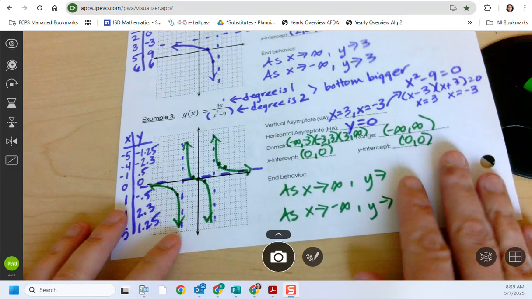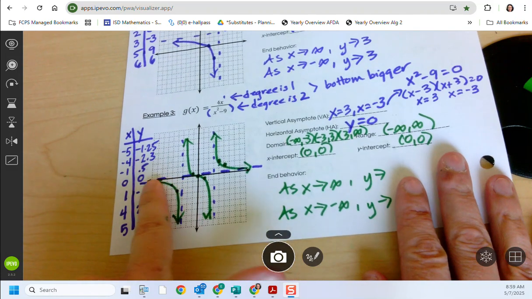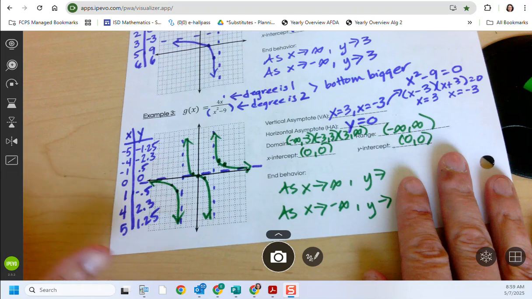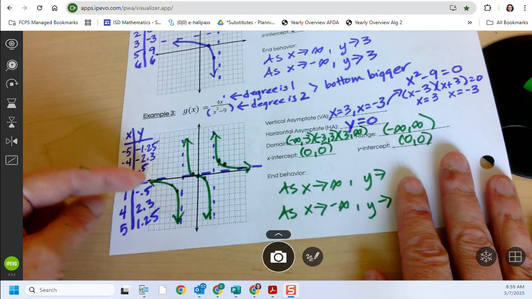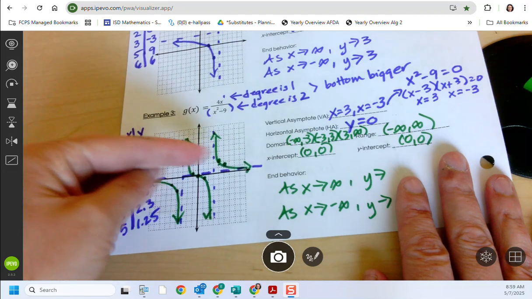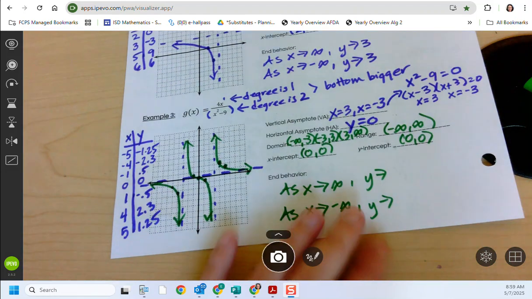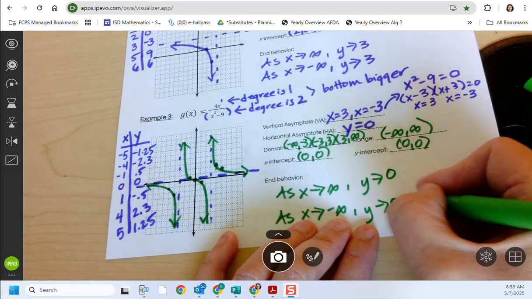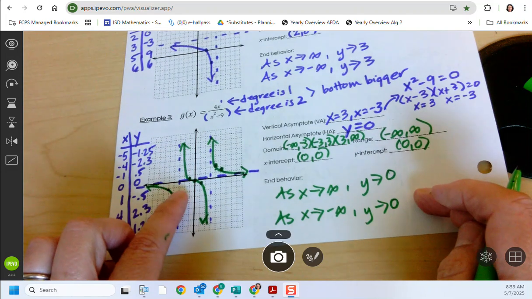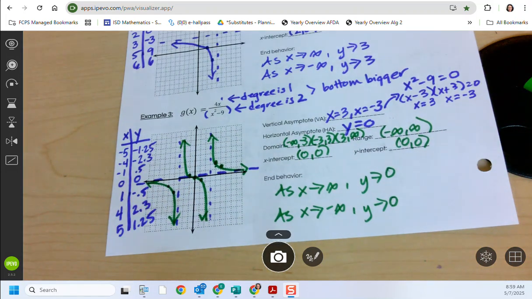All right, so end behavior as x goes to -infinity. Notice we're still approaching our horizontal asymptote at 0. And as x goes to positive infinity, we're still approaching our horizontal asymptote at 0. So even though there's this extra piece in the middle, the horizontal asymptote still defines your end behavior.